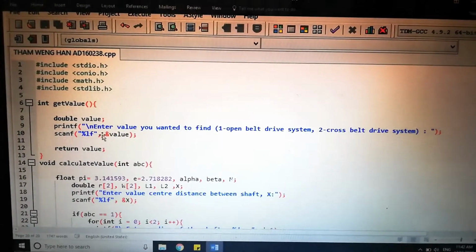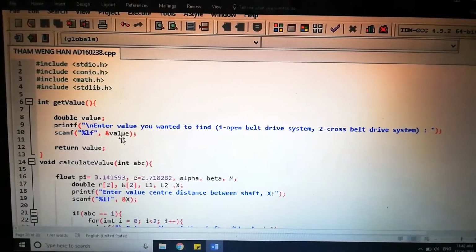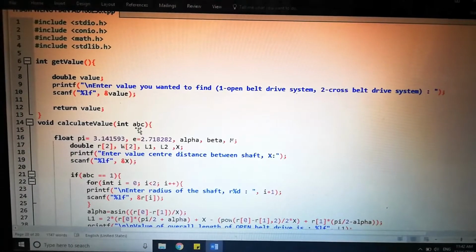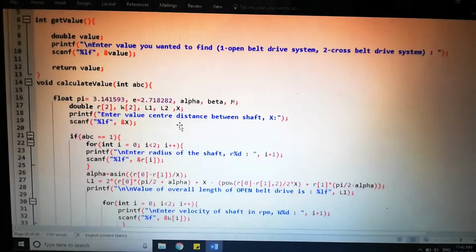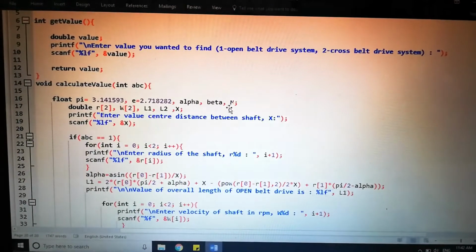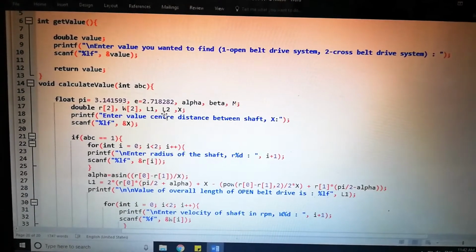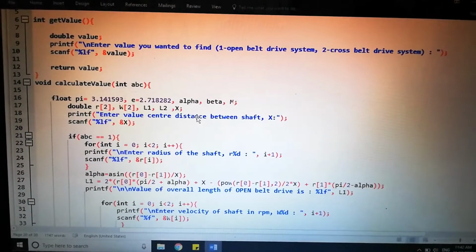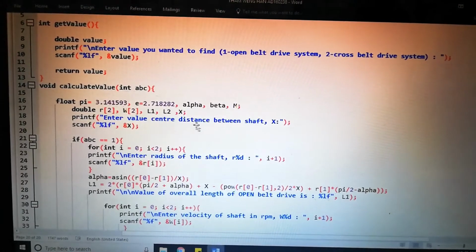So scanf, F is for the format code for the float or the double value. Then we return to it, and here I will use ABC to represent the open belt drive and the closed belt drive system. Before we get into our function, we declare float pi, E, alpha, beta, M the slip, R is the radius, W the velocity, L1 L2 is the overall belt length, and X is the center distance between the shafts. So before we get into the function, we print a message: enter the value of the center distance between the shafts.